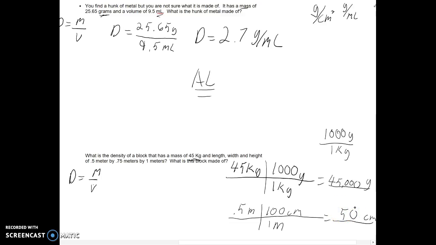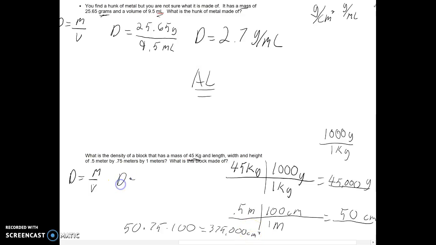And I'm not going to do all the work for all of them, but I'd have 50 centimeters times 75 centimeters times 100 centimeters. And that is equal to 375,000. My unit is centimeters cubed. Each one of these is a unit of centimeters, so that gives me centimeters cubed. Now I have my mass right over here. I have my volume right over here, and now I can plug those in.